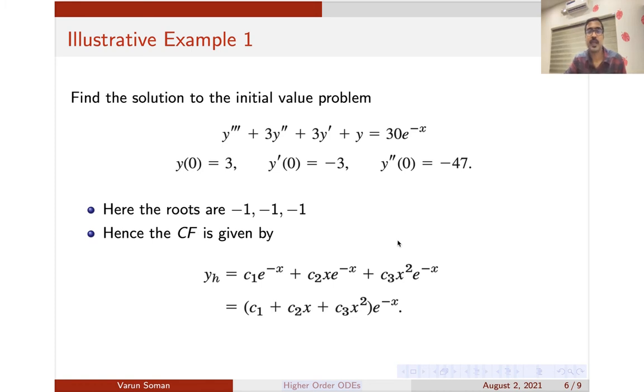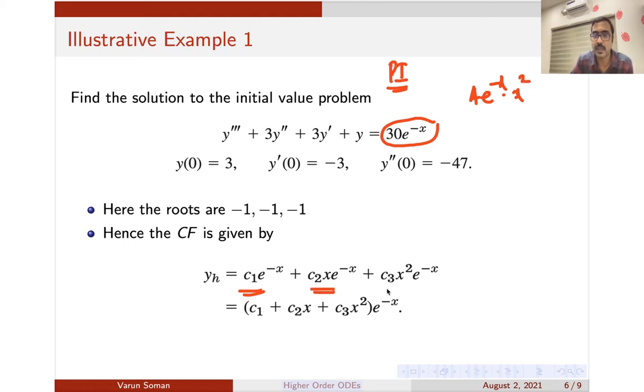Now we are going to find the PI. In order to find the PI, we are going to guess the PI by the method of undetermined coefficients. You know that the RHS is e raised to minus x, so I can assume that the particular integral is of the form a into e raised to minus x. But there is a problem here, because there is already a factor of e raised to minus x in the CF, so I can't assume that. I'll assume x into e raised to minus x. But that is also not the case, because there is already a factor of x e raised to minus x there, so I will go for x square. Again there is a factor of x square there, so I'll have to go for the next one, which is simply x cube.